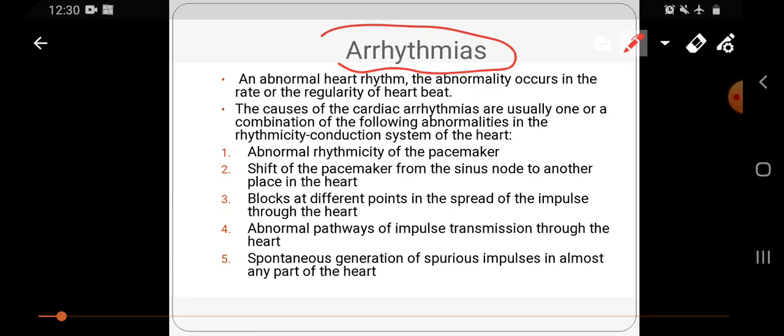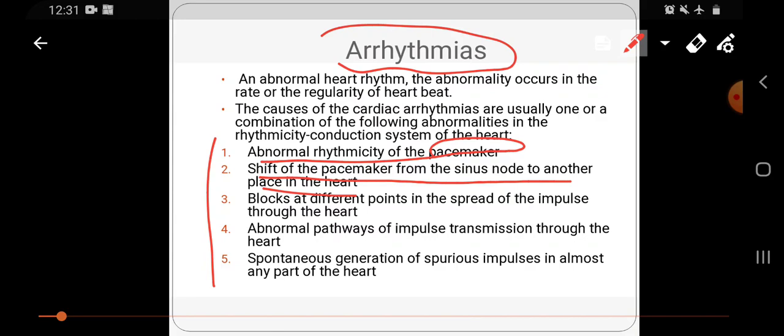Okay? Now, the causes of arrhythmias are numerous. It might be due to an abnormal rhythmicity of the pacemaker. So the cause might be in the SA node itself. The cause of arrhythmia might be a shift of the pacemaker from the sinus node to another place in the heart. So sometimes if there's something wrong in the SA node, if it's not functioning normally, the pacemaker of the heart becomes another point of the excitatory system, and usually the AV node becomes the new pacemaker. But this will create an abnormal rhythm. Okay, an abnormality in the rate and an abnormality in the rhythm itself.